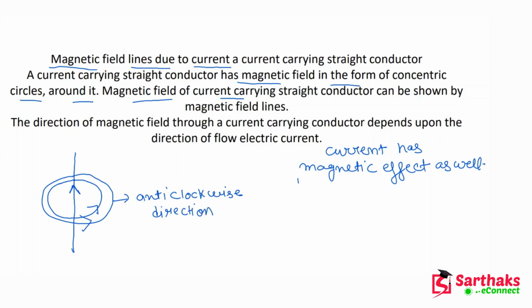But what if I invert the direction of current? Let's suppose current is flowing in this direction. Now what happens? The direction of the magnetic field will also be changed. Now in this case, when current was moving upside, the direction was anti-clockwise. But here in this case, what will happen? The direction of magnetic field will also be inverted like this. Okay, so this will be the direction. Now let's move ahead.